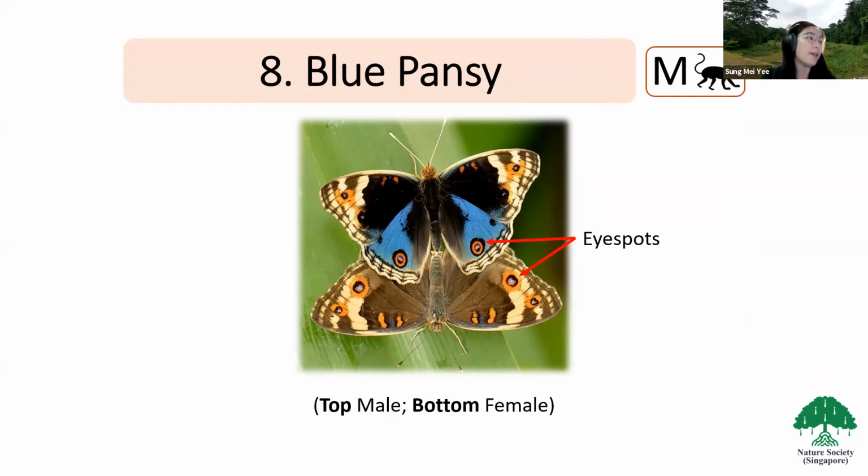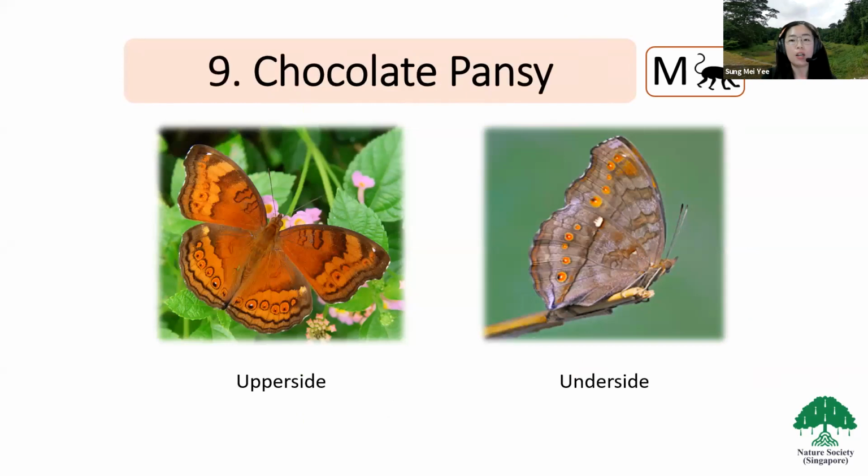For the blue pansy, the male has bright blue hind wings, while the female is duller in color, brown. Then we also have the chocolate pansy. As the name suggests, it's chocolate brown in color. The upper side is reddish brown, while the underside is dark brown.